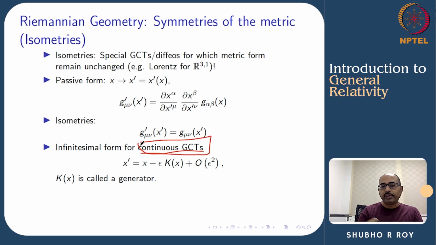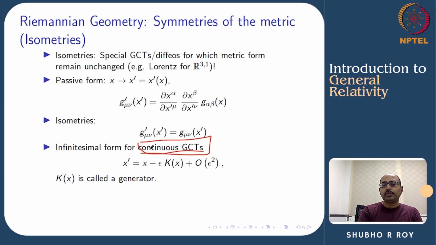Again, I gave a couple of examples. Rotation, in which the angle determines by how much you perform a transformation, or the translation, in which the shift parameter will determine how much you translate by. These are examples of continuous GCTs.